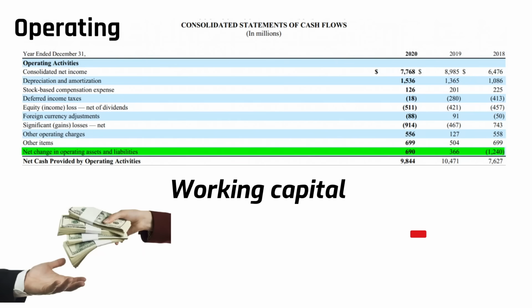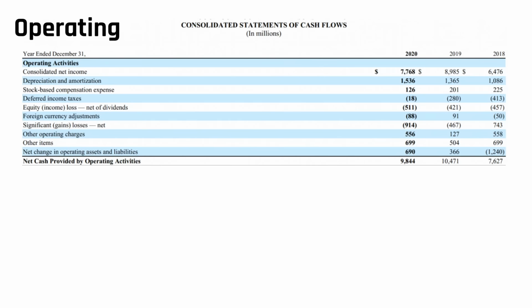However, for more mature companies like Coca-Cola, this number can vary between being a cash inflow, a positive number, and a cash outflow, a negative number, depending on the year. As we see with Coca-Cola, this line was actually a source of cash in 2020 and 2019, but a use of cash in 2018. All of these line items build up to the all-important net cash provided by operating activities or cash flow from operations.